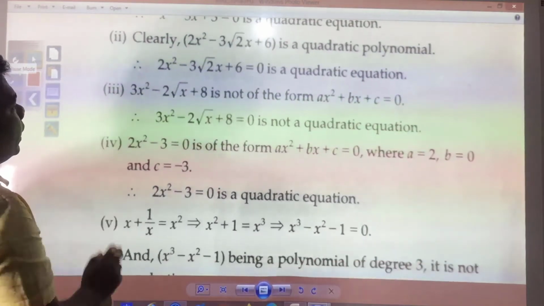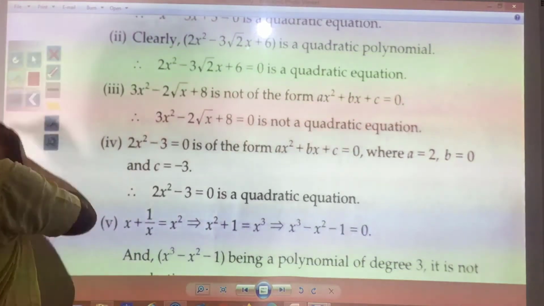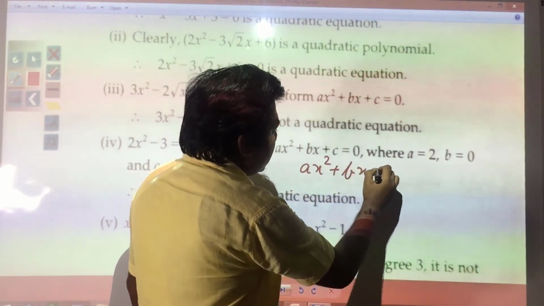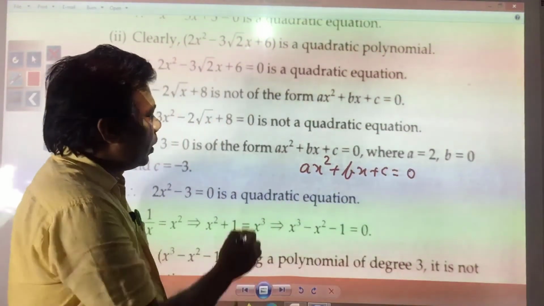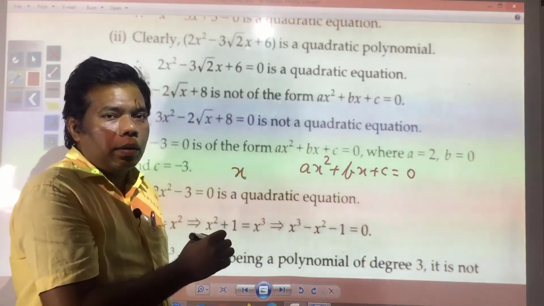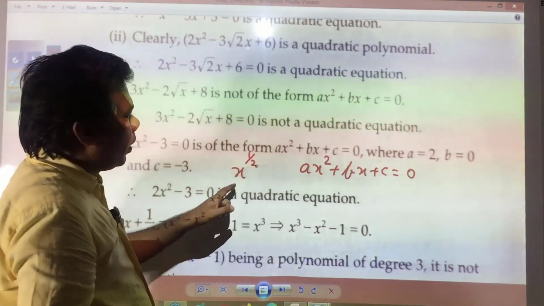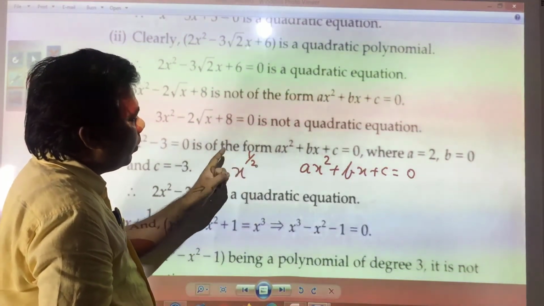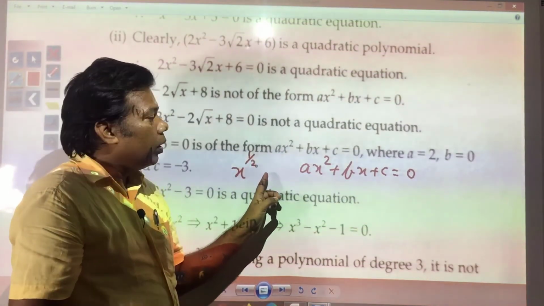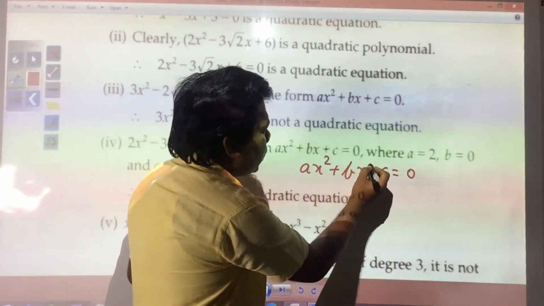Third, you see 3x square minus 2 root x plus 8 is not of that form. Here you see, if you have a quadratic equation in the form of ax square plus bx plus c is equal to 0, only you need to remember that the power of x should not be a rational number or fraction. It must not be in this form, x to the power 1 by 2, 1 by 3, 1 by 5, minus 1 by 2. So, that must not be in fraction or in decimal form. It will be in whole numbers, x to the power 2 and x to the power 1.